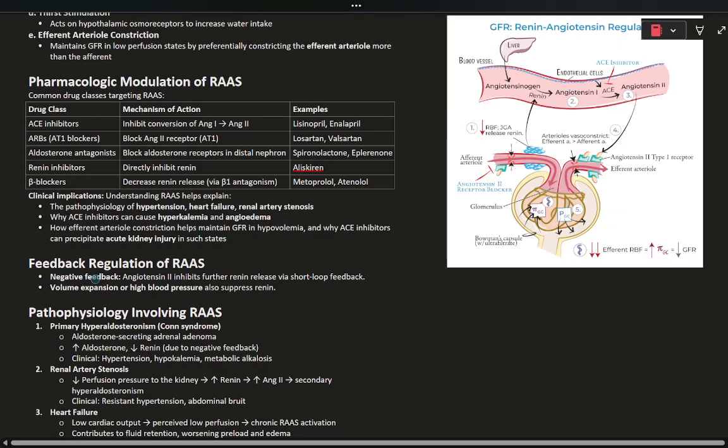So with every system, there's probably going to be feedback regulation. Regarding negative feedback, angiotensin II actually inhibits further renin release through the short loop feedback. And other factors that can suppress renin release are volume expansion or high blood pressure. So be aware of these factors that can contribute to the feedback regulation of RAAS.